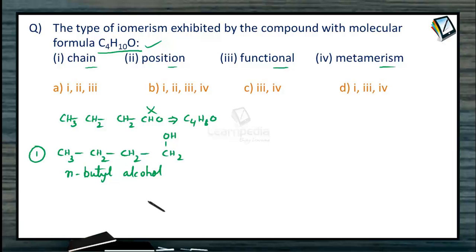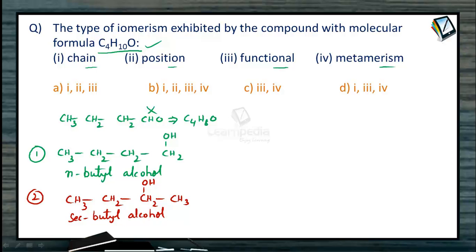Let us write the other isomer of this compound. We can write all the 4 carbon atoms connected to each other to form a straight chain, same as the first one. And now we can change the position of the OH group to the second carbon like this, and these are the hydrogens. So the name of this compound is secondary butyl alcohol. Then can we change the position further? Definitely no, because whenever 4 carbon atoms are there, we can write the position of the OH group either at the first carbon or at the second carbon only.